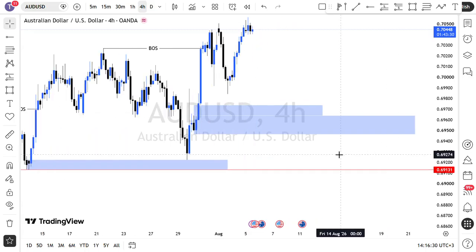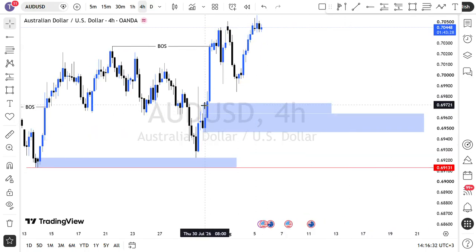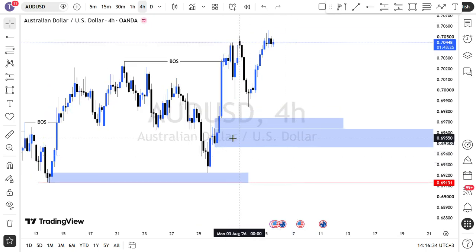As an SMC trader, I'll watch out for that fair value gap. It is a very good fair value gap. And then we also have this order block. Price might just tap into that 4 hour order block, and then we see some movement to the upside.